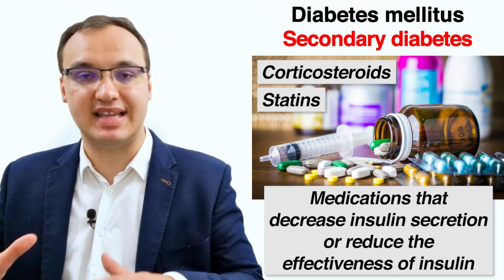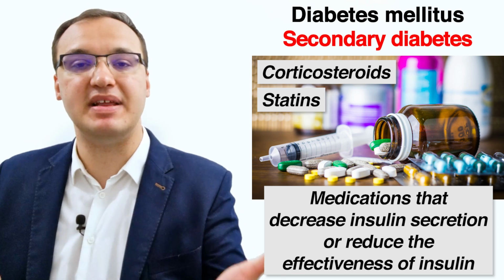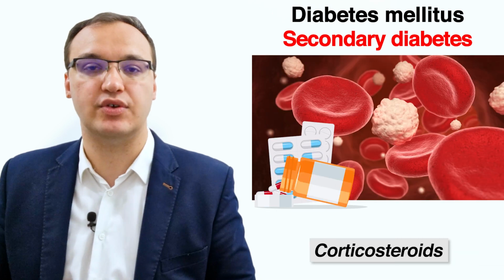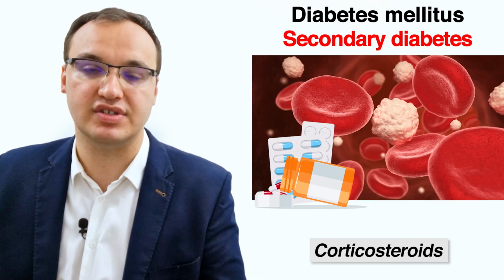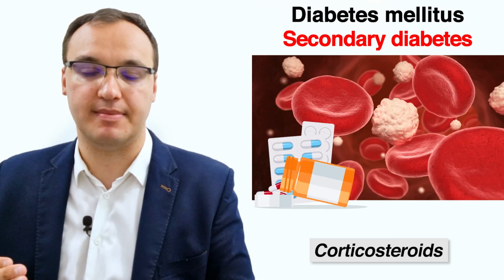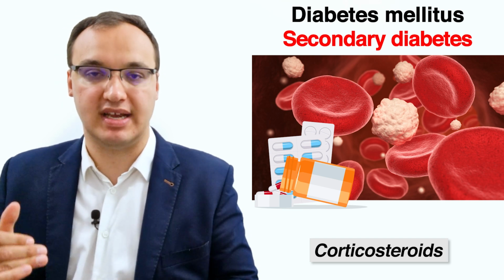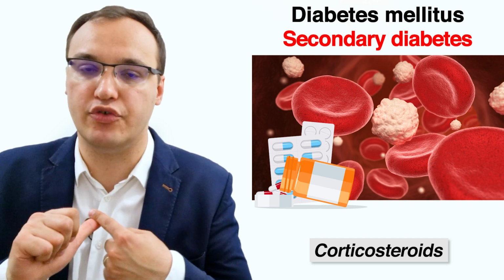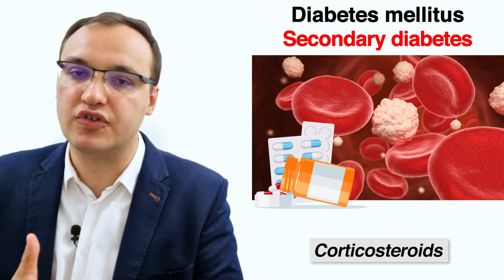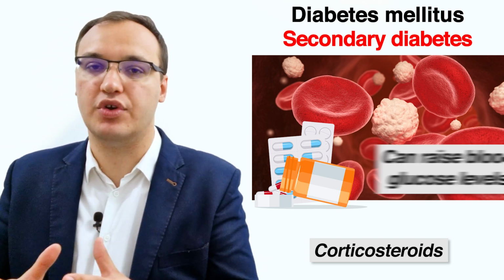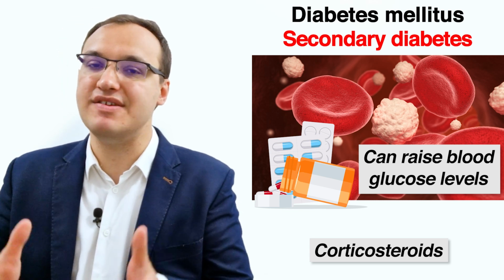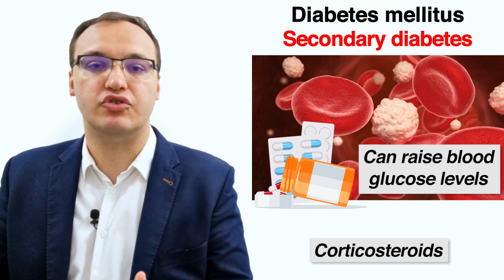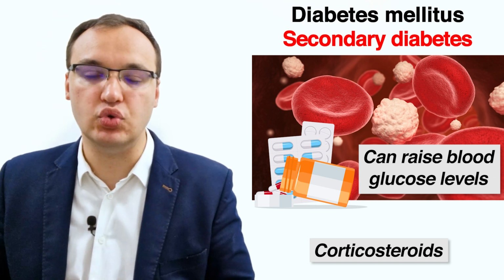Corticosteroids and statins are examples of medicines that have been linked with an increased risk of diabetes development. Corticosteroids are a well-known class of medications that lower inflammation in the body and reduce immune system activity. They are used to treat a range of conditions such as rheumatoid arthritis and lupus. However, corticosteroids can raise blood glucose levels, and if they are taken over a more extended period, it can sometimes lead to permanent development of type 2 diabetes.